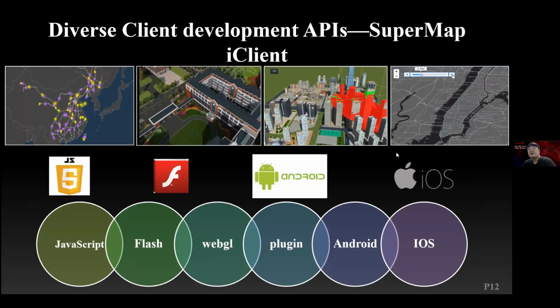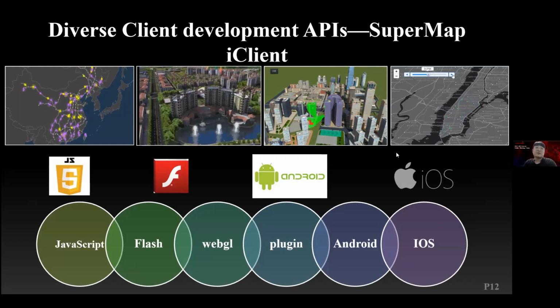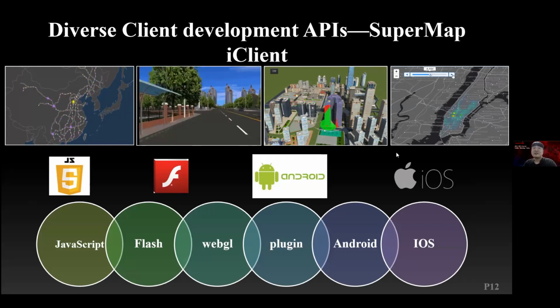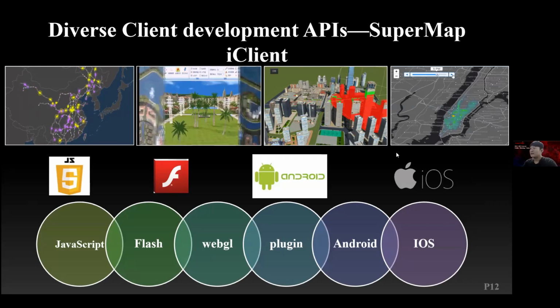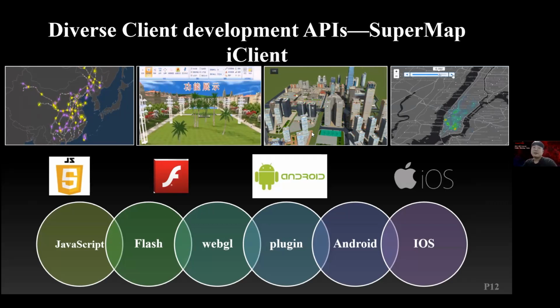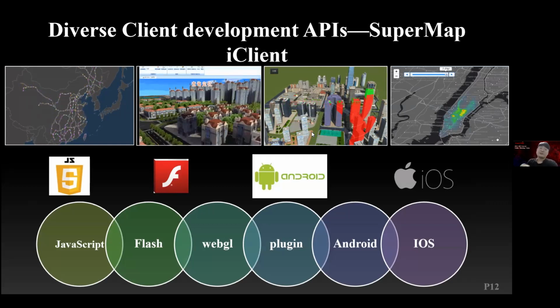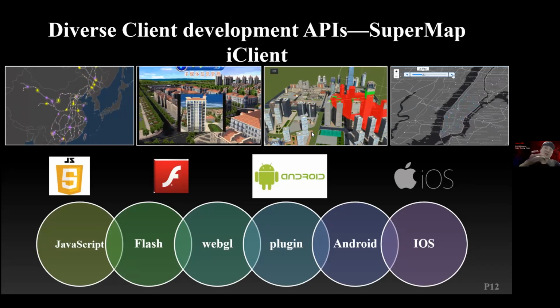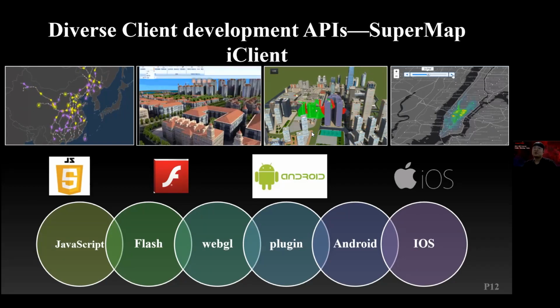The most commonly used iClient is the JavaScript one. Besides JavaScript, we also have Flash, WebGL, plugin, Android, and iOS. But the Flex and plugin ones have already expired. So for websites, we will mainly use JavaScript and WebGL. And on the mobile side, we can choose to use iClient for iOS or iClient for Android.